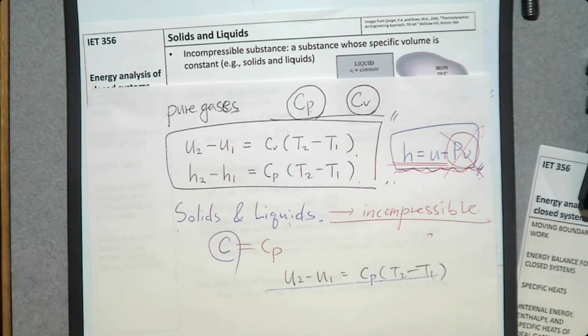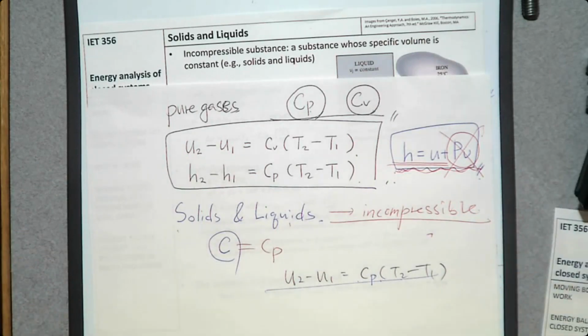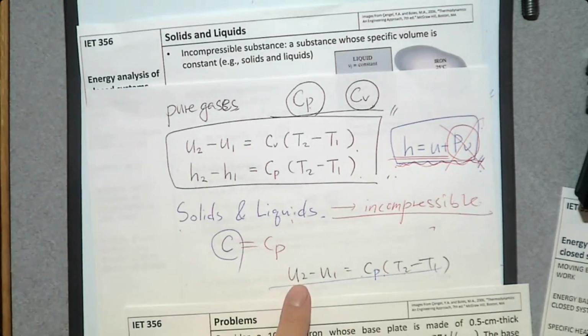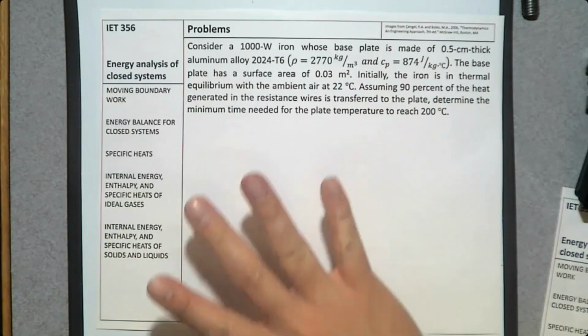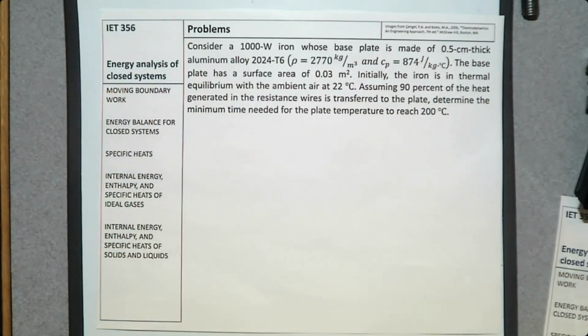Then what are we going to do? We are going to solve a few problems together to learn how to use this specific heat. The first one is a 1000-watt iron. What is a 1000-watt iron? What does it mean? It means every second the iron is going to consume 1000 joules per second. That is a 1000-watt iron, whose base plate is made of 0.5 centimeter thick aluminum alloy.